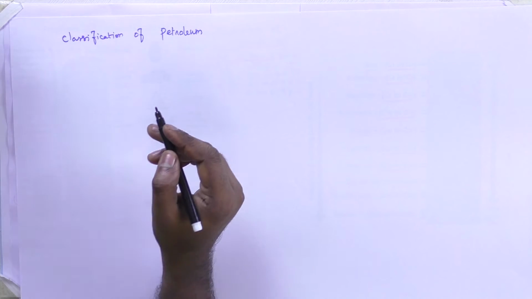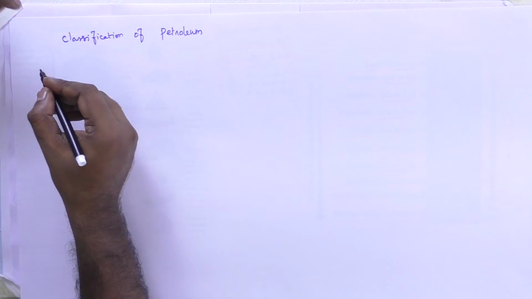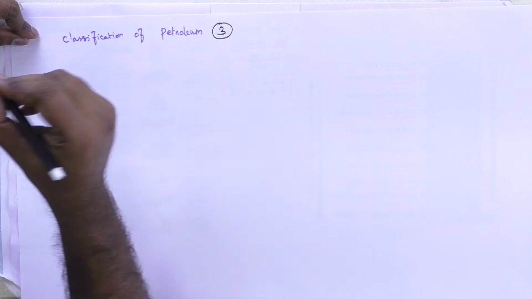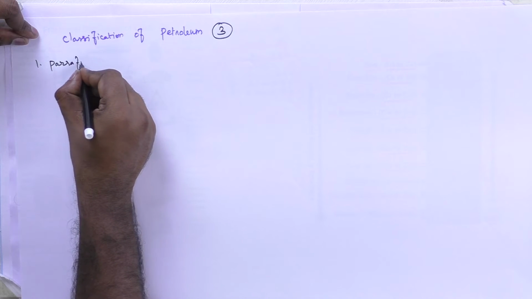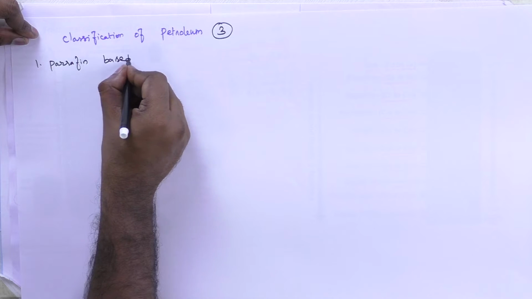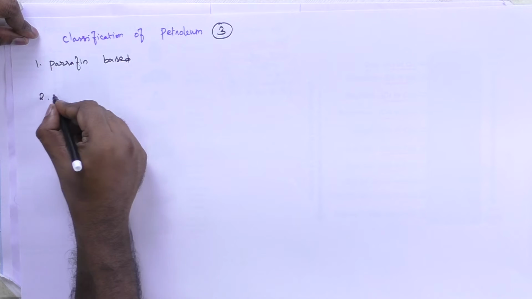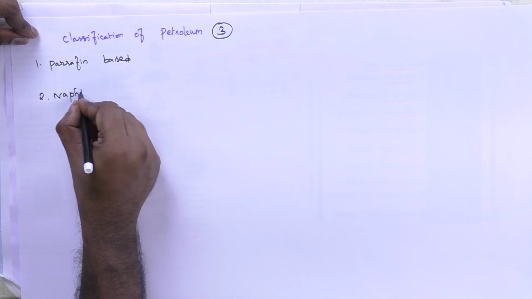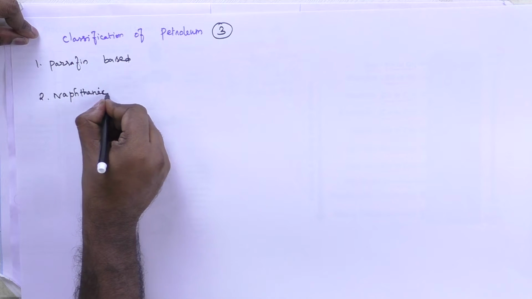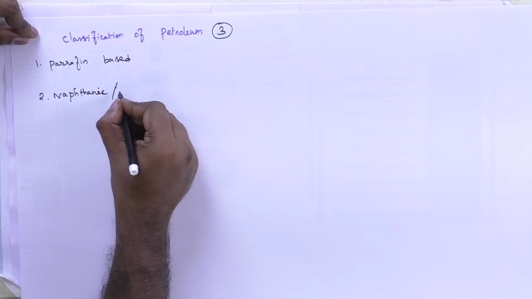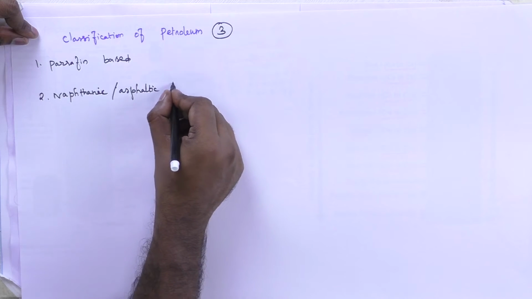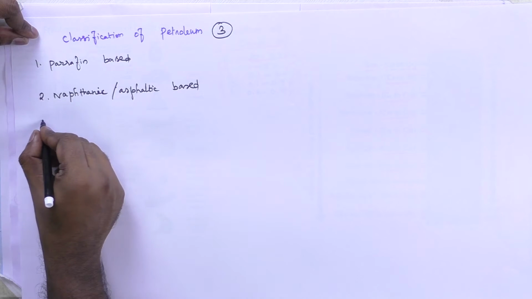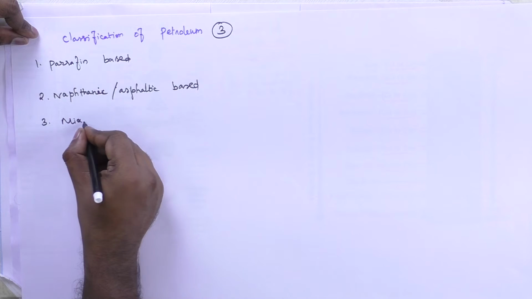Then classification of petroleum. Petroleum is generally classified into three types. One is paraffin based, the second one is naphthenic or asphaltic based, and the third one is the mixed base.